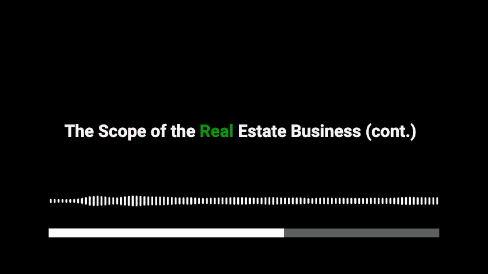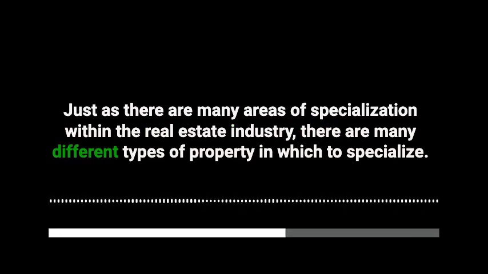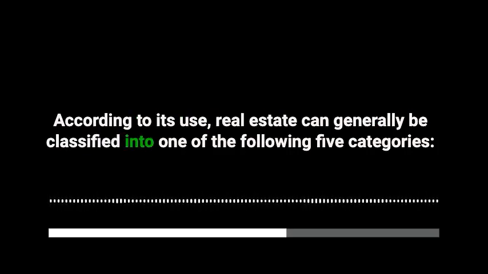The scope of the real estate business. Uses of real property. Just as there are many areas of specialization within the real estate industry, there are many different types of property in which to specialize. According to its use, real estate can generally be classified into one of the following 5 categories.